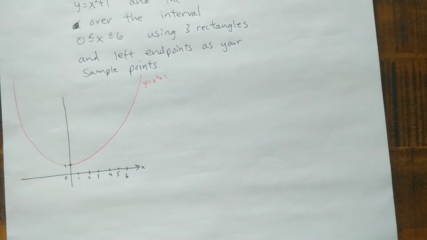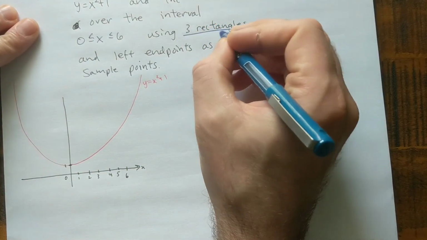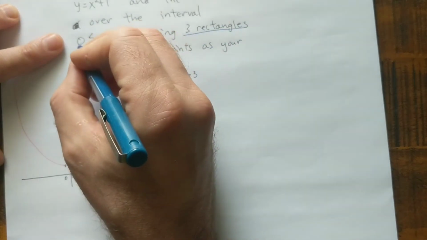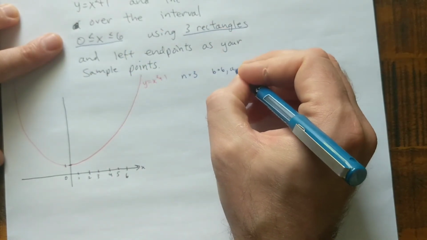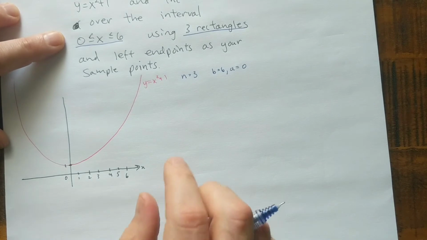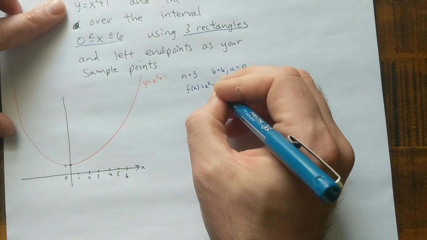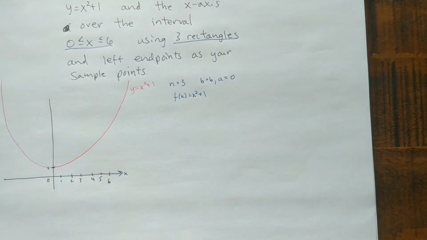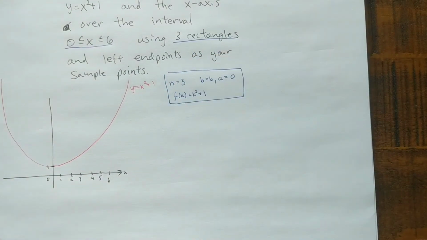Okay, so let's notice what we have here. We have some information. It tells us the number of rectangles, so this is n. So n equals 3. This is my a and b. So b is equal to 6 and a is equal to 0. And then my function f of x is just going to be x squared plus 1. Okay, so this is all the information we need to fill out the other stuff.